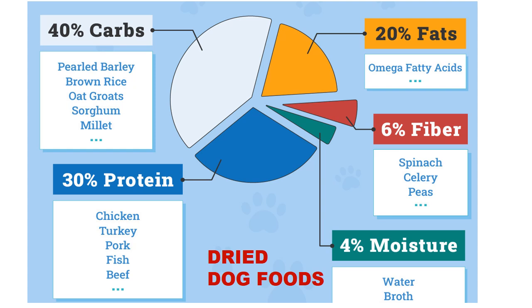Then 6% fiber, that is though under carbohydrate, but this is a special kind of carbohydrate which is not digestible, non-digestible complex carbohydrates, which can be from vegetable origin and some grains, and moisture about 4%. So this is about the dry dog foods, a rough formulation, and which will have water only about 4 to 5%.